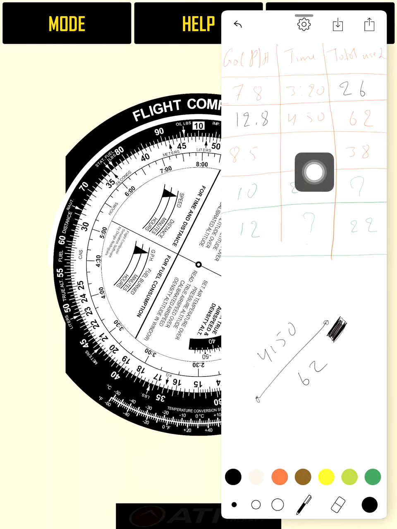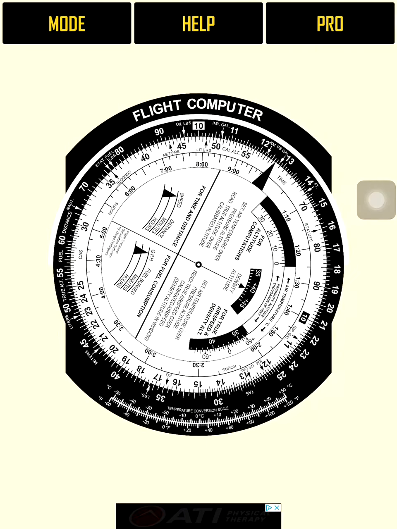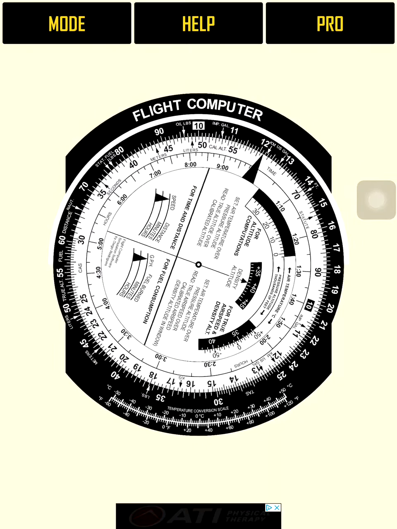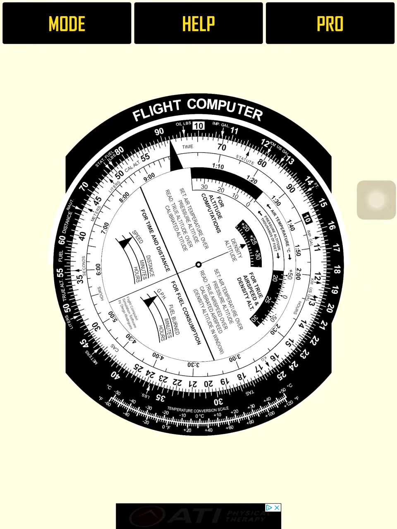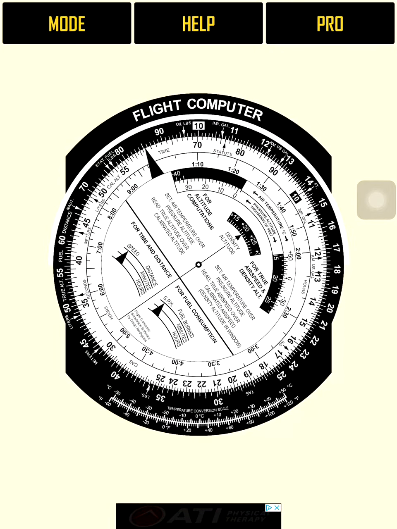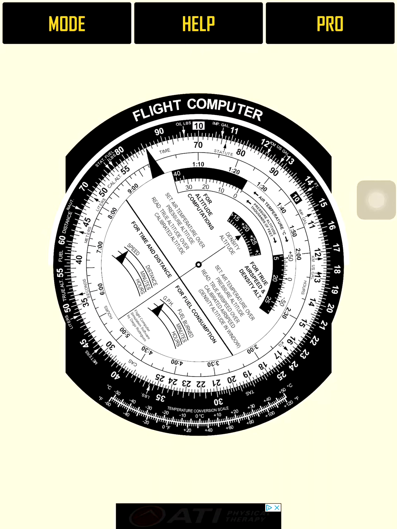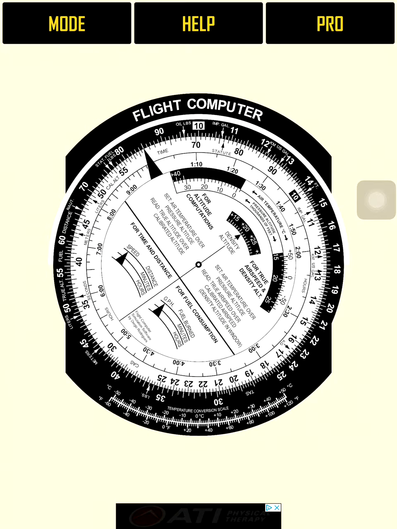Now our last example, almost similar to the first one. We just need to figure out time at this point. We're spending 8.5 gallons per hour, and we spent a total of 38 gallons of fuel. So let's go back to the E6B. As we know, 8.5 gallons per hour, we have to slide this arrow under 8.5, and then we have 38 gallons spent total.